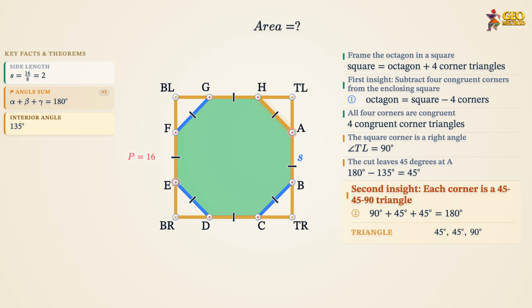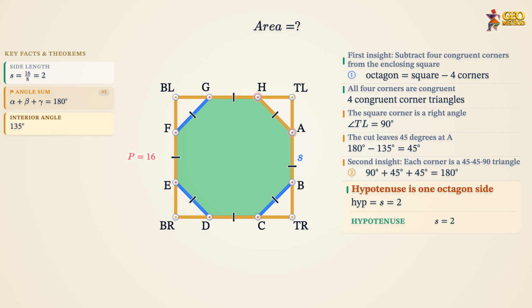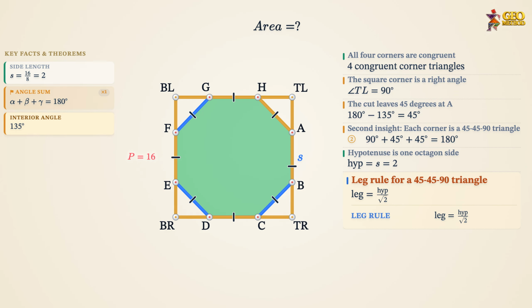A second insight now finishes the structure. Each corner is a 45-45-90 triangle. The slanted side of this corner triangle, running from H to A, is exactly one side of the octagon, so its hypotenuse has length 2. In a 45-45-90 triangle, the 2 legs are equal, and the hypotenuse is a leg times root 2. Turning that around, each leg equals the hypotenuse divided by root 2.